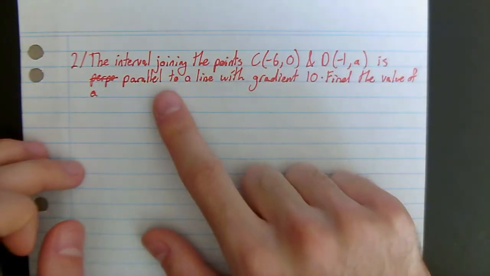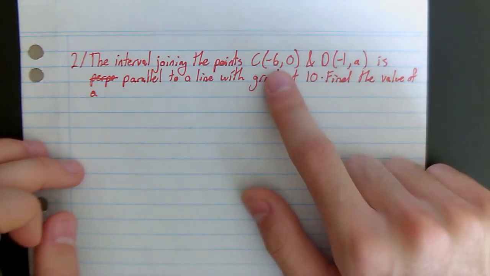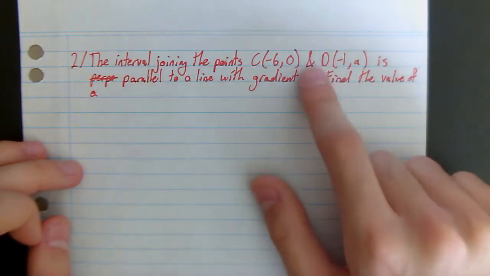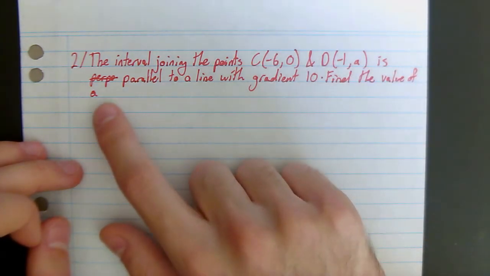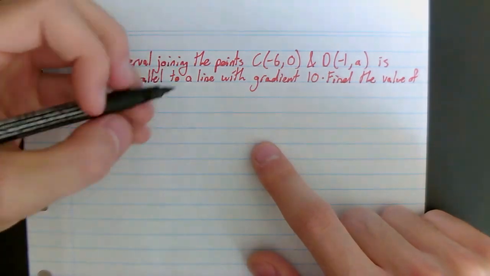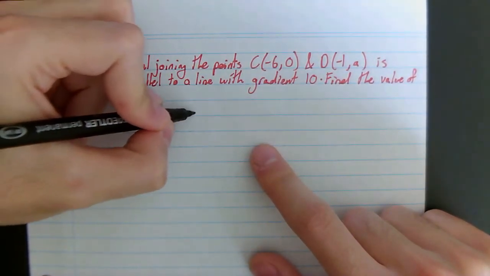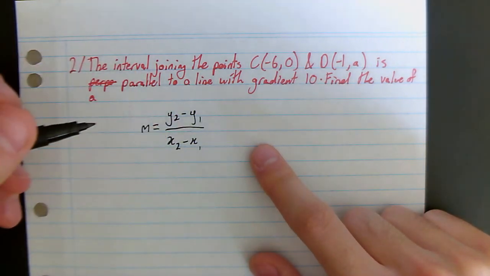We're saying the interval joining the points C and D, where C is negative 6, 0 and D is negative 1, a, is parallel to a line with gradient 10, and we are required to find the value of a. So first off, we're going to start by reciting the definition of gradient: it's y2 minus y1 over x2 minus x1.